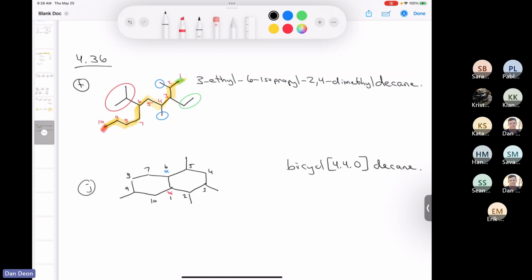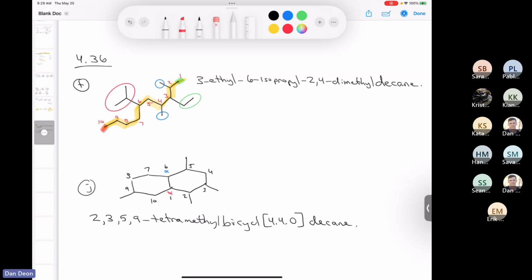So let's see, I've got a 2,3,5,9 tetramethyl. Oh boy, I'm going to run out of space for that, so I'll write it down here. 2,3,5,9 tetramethyl bicyclo[4.4.0]decane. Anybody else get something like that? Good. All right. Let's try another one.